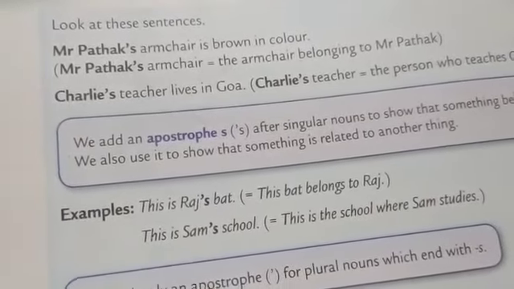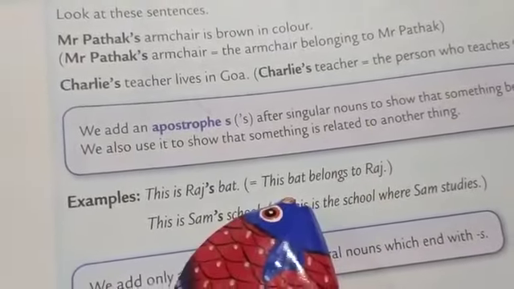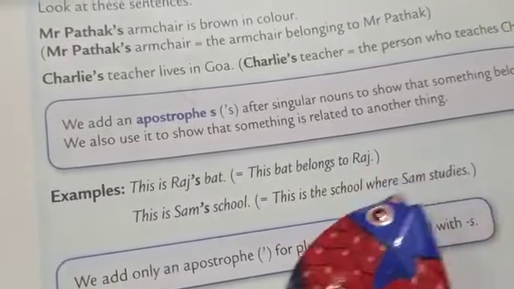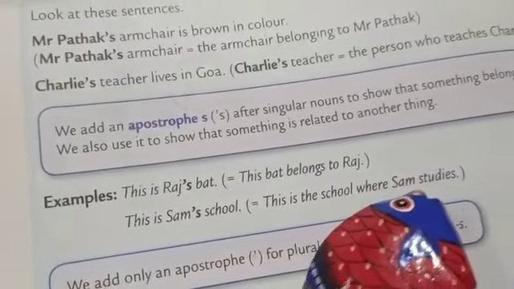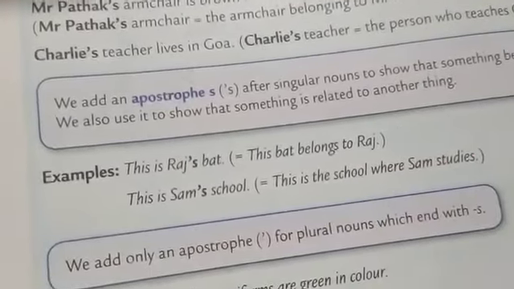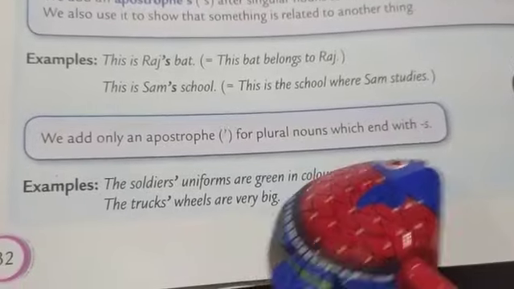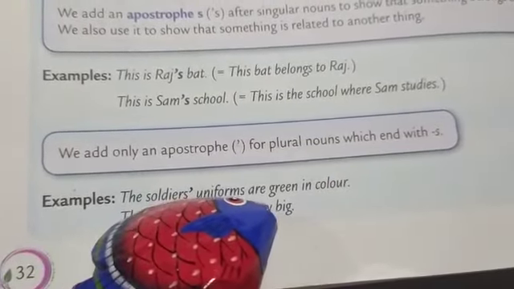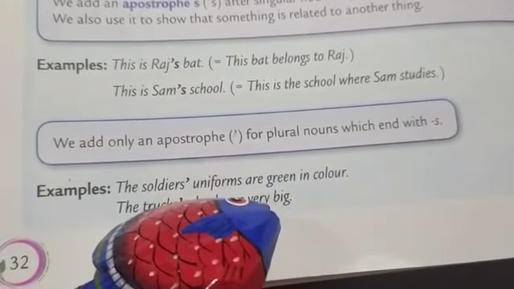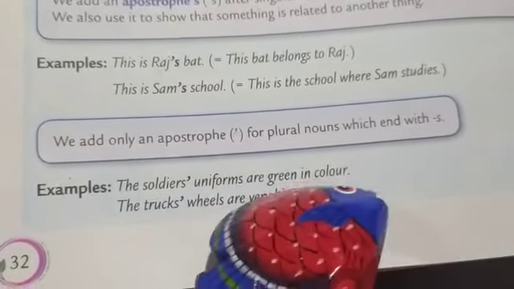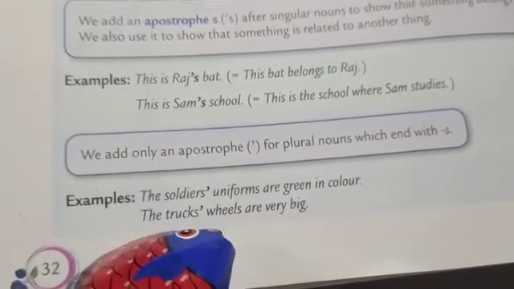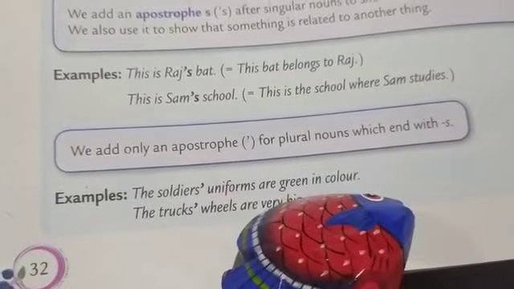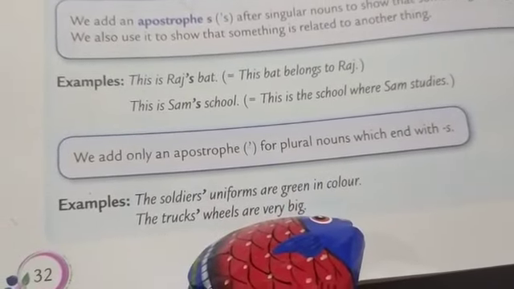Example, you see, this is Raj's bat. This bat belongs to whom? Belongs to Raj. This is Sam's school. This is the school where Sam studies. We add only an apostrophe for plural nouns which end with s. The soldiers, here you see soldiers is plural. After that we add apostrophe, the soldiers' uniforms are green in color. Then the trucks, we add apostrophe after s. The trucks' wheels are very big.